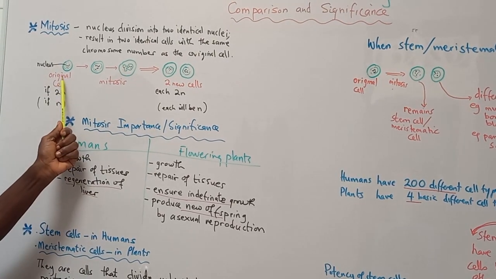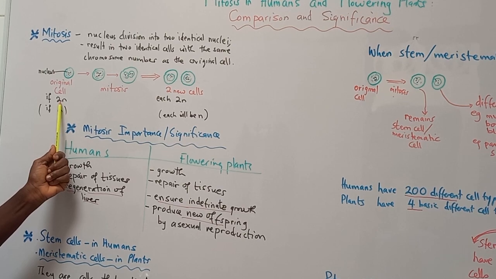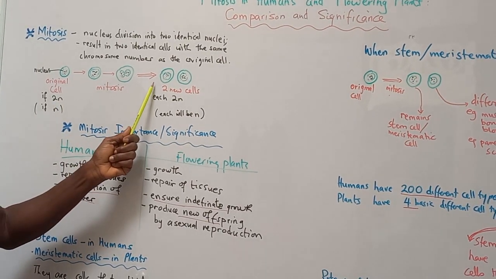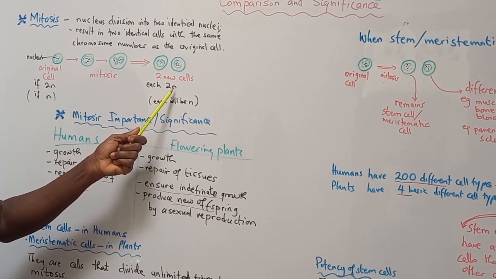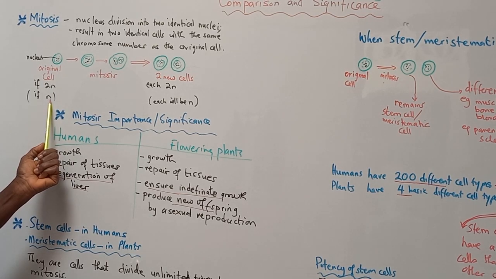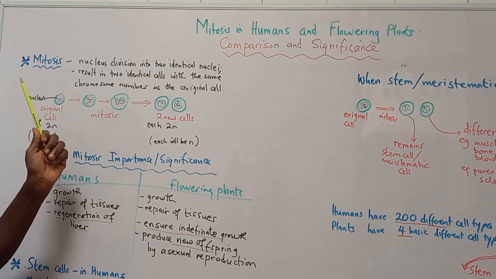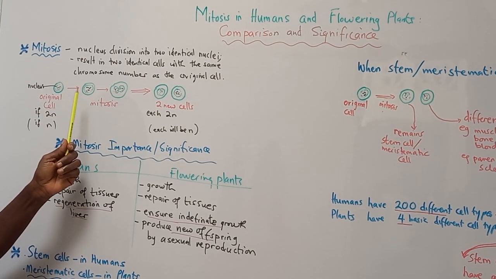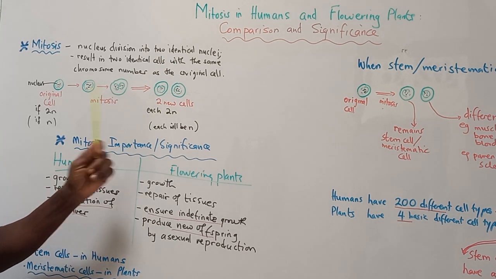And if the original cell has a chromosome number of 2n, the final cells, each of them will have chromosome number 2n. If the chromosome number in the original cell is n, the final cells will also be n. So in mitosis, the chromosome number remains the same from the beginning to the end.